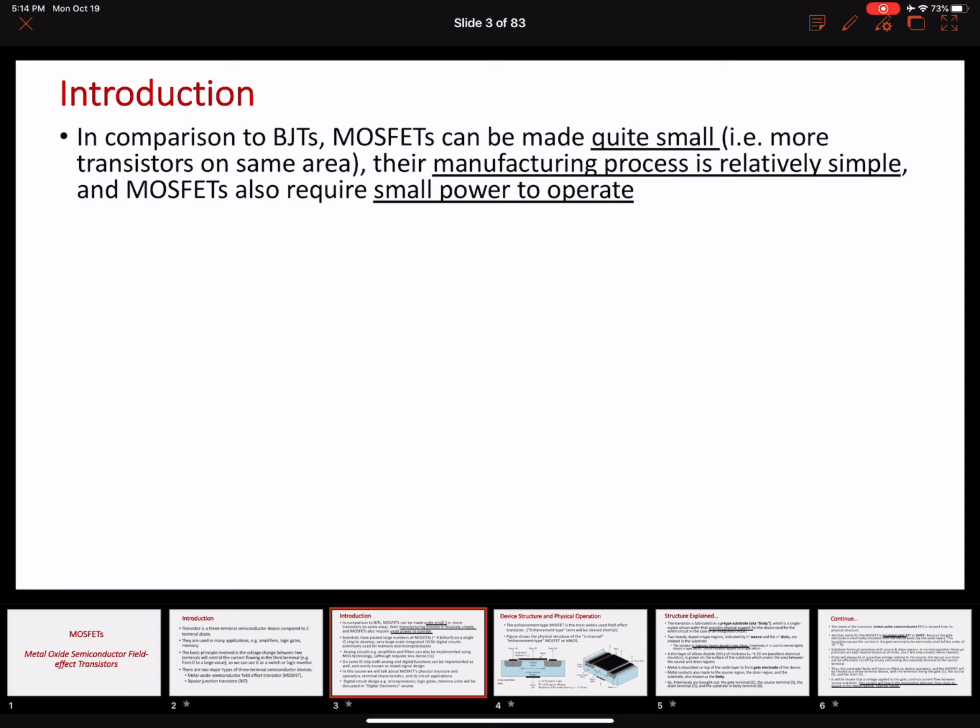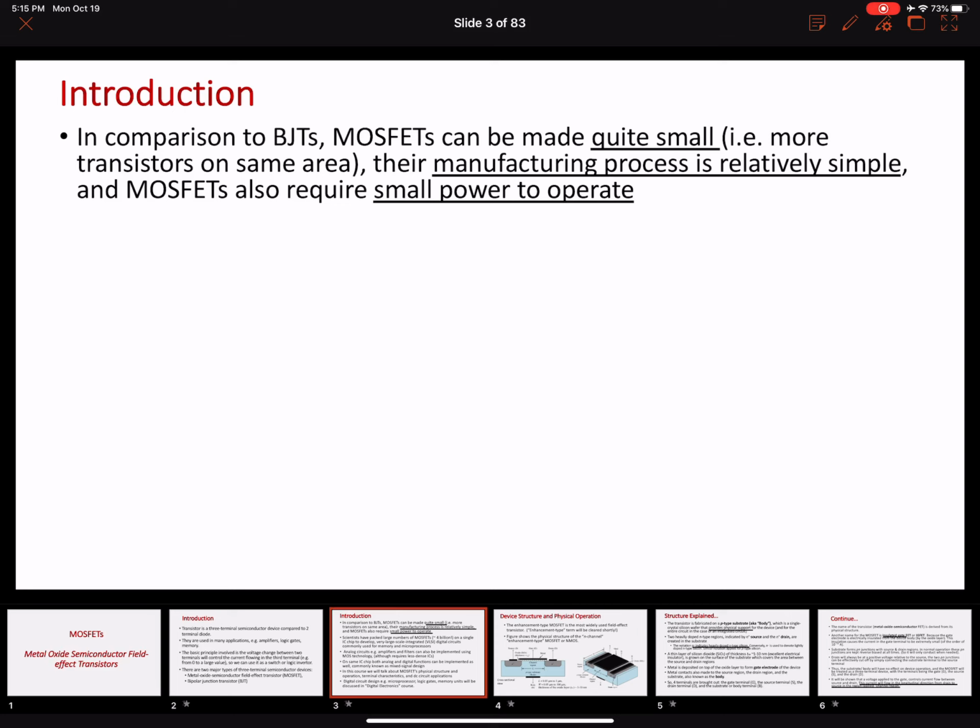Okay, so MOSFETs can be made smaller in dimension, so we can pack more and more transistors on the same surface area. In a microprocessor, we want to put more and more transistors there to increase our processing speeds. So that is helpful. The manufacturing process of these MOSFETs is relatively simple. Again, it's complicated, but it is relatively simple compared to the BJTs.